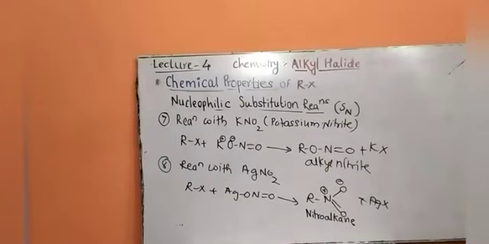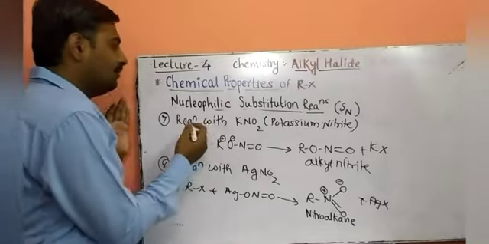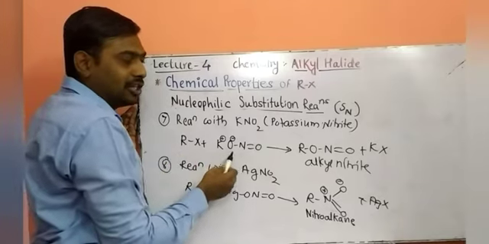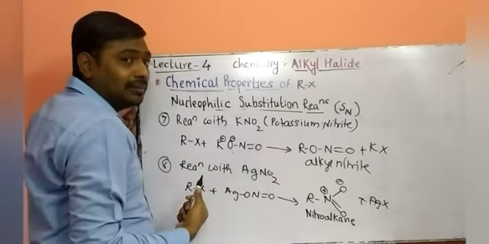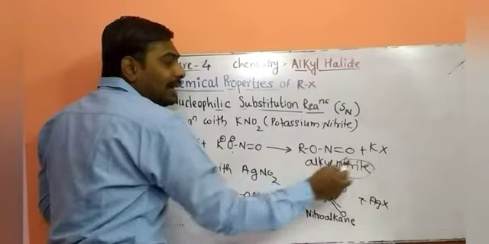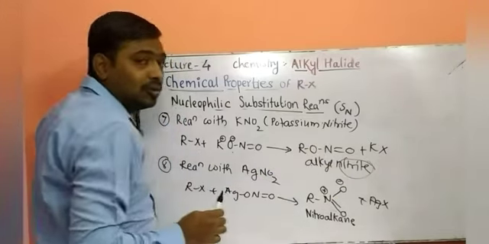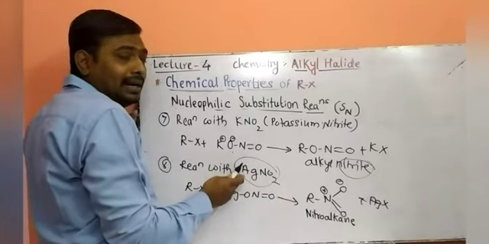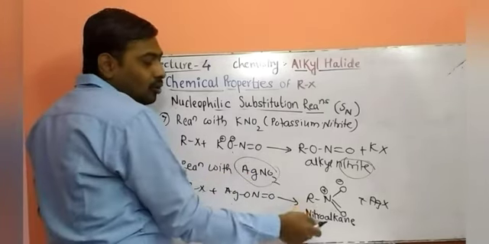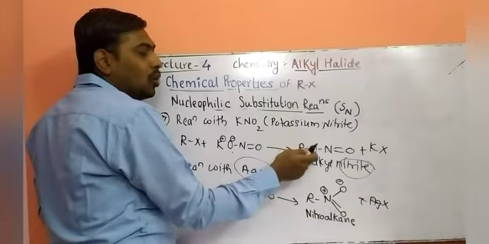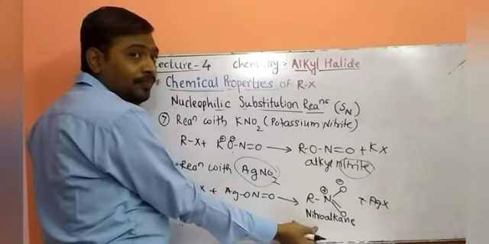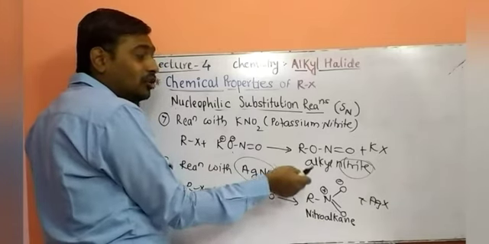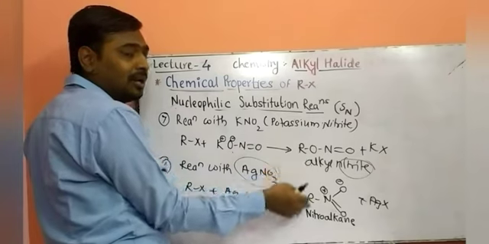Next, reaction number 7. Reaction with KNO2, that is potassium nitrite. When alkyl halide reacted with potassium nitrite gives alkyl nitrite as a product. See the nomenclature. Nitrite, RONO, nitrite as a product. But when alkyl halide reacted with silver nitrite, it gives RNO2. That is, this is RONO, but this is RNO2. Nomenclature of these two compounds is different. Same molecular formula, but the nomenclature or the structural behavior of the compound is different.